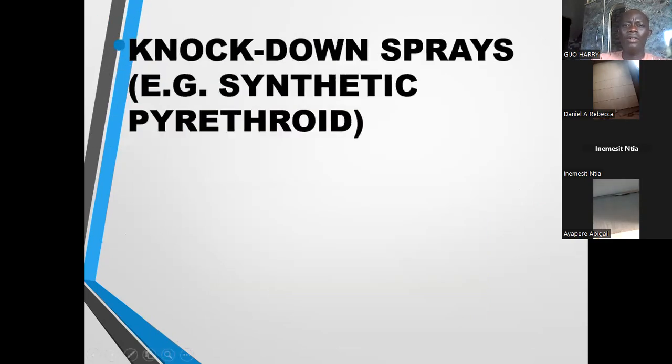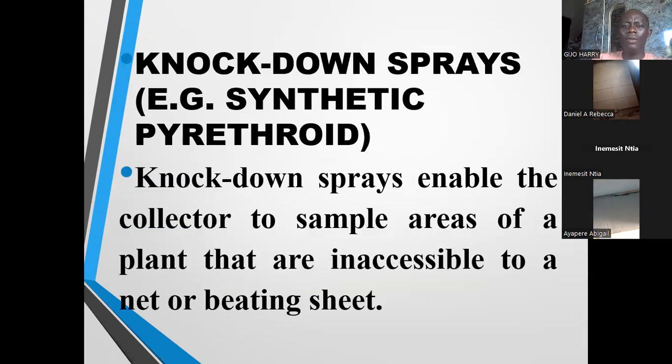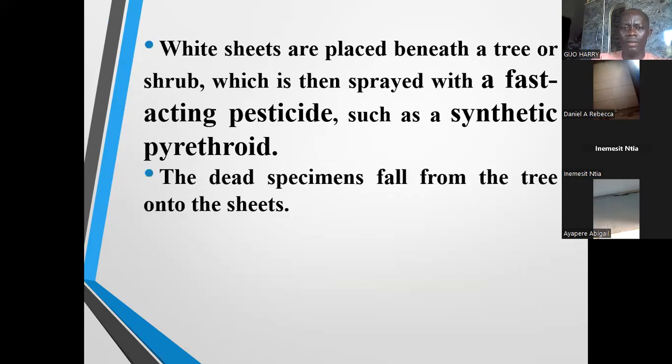We also looked at the use of knockdown sprays that are used to spray insects that fall into a white sheet. Then we also looked at other methods like the use of traps. The knockdown sprays are used on the surfaces of the trees, plants or stems to collect these insects and arachnids.